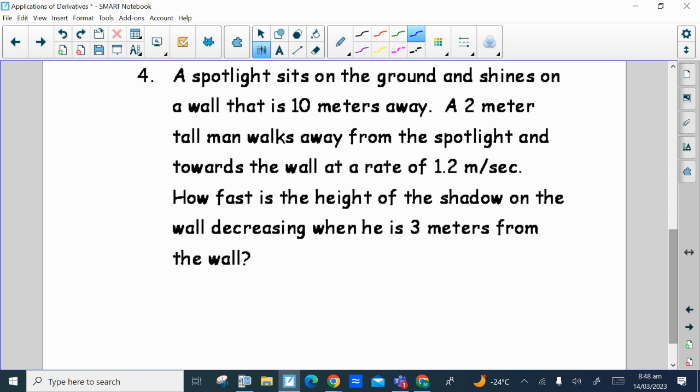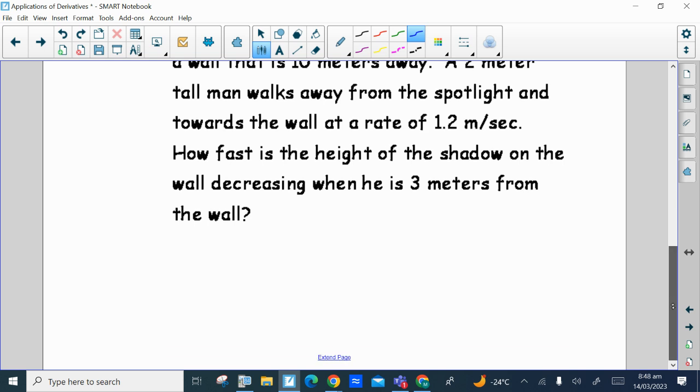A spotlight sits on the ground and shines on a wall that is 10 meters away. A 2-meter tall man walks away from the spotlight and towards the wall at a rate of 1.2 meters per second. How fast is the height of the shadow on the wall decreasing at the moment when he is 3 meters from the wall?